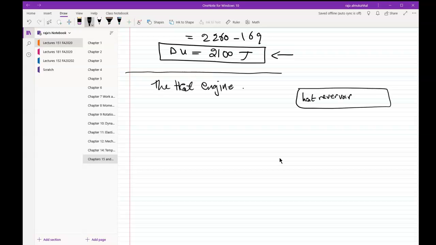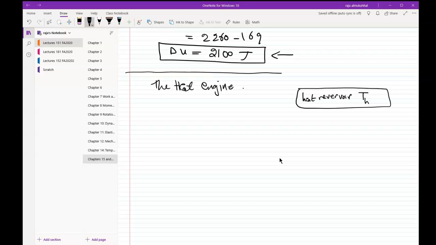When we say reservoir, it means a source of heat that doesn't end, or there is just too much of it. In other words, no matter how much heat you take from it, it doesn't affect its temperature. That's why it's called a reservoir. So we have a heat reservoir at some temperature T sub H, H for hot. This is a very hot temperature. Think of it as the burning fuel for the car.